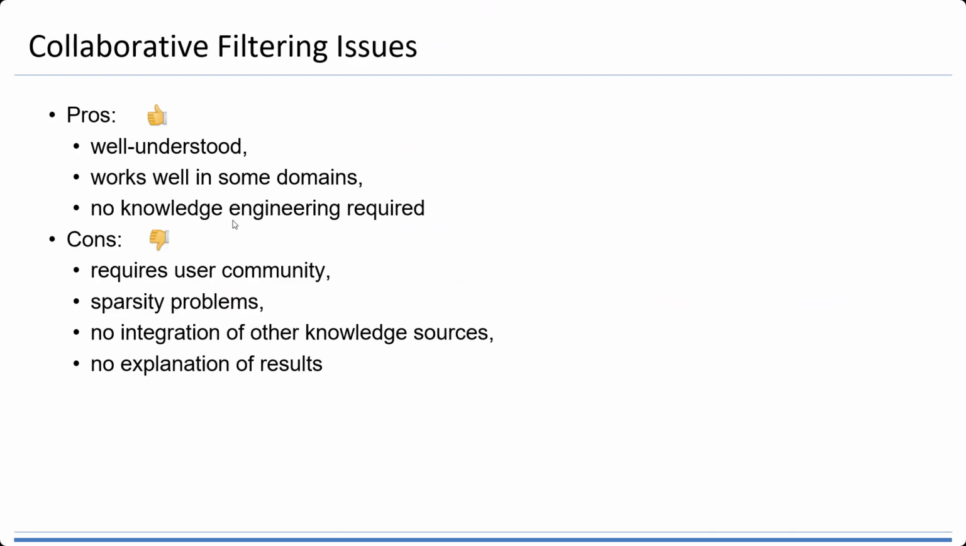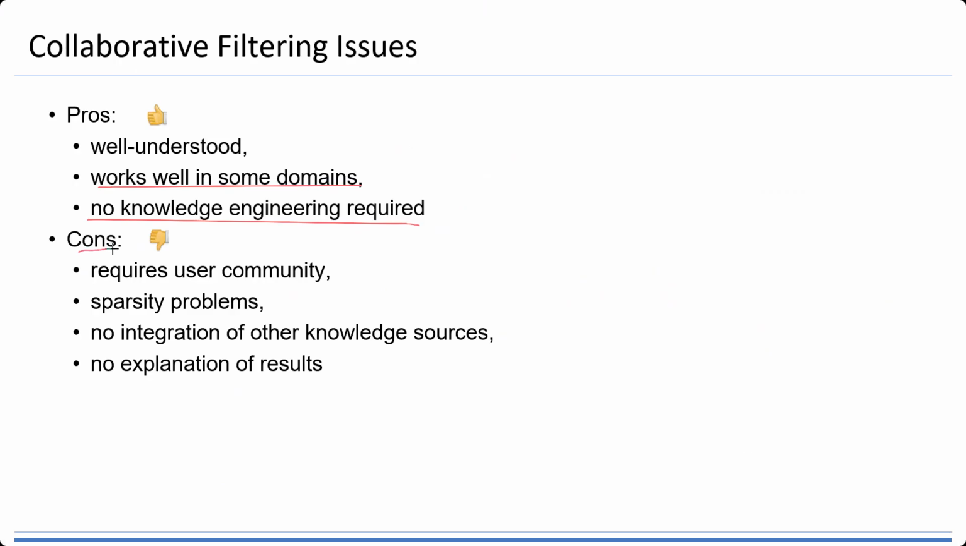So there are some issues in collaborative filtering. It is easy to understand, well understood, and it works well in some domains, and no knowledge engineering is required. As you can see, with matrix factorization, we can just use linear algebra, and then we can have the U, V, and singular values. With association rules, we can just apply the support and confidence. With the probabilistic approach, we can just measure the probability.